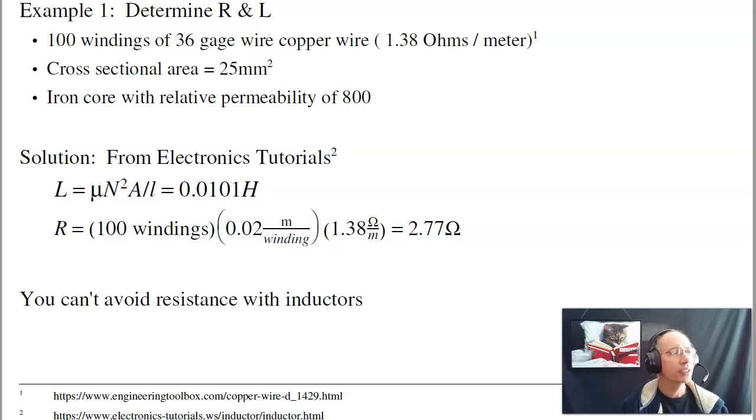The resistance, however, it takes 2 meters of wire to produce that inductor. At 1.38 ohms per meter, you've got 2.77 ohms. So you simply can't avoid resistance with inductors. If I make the windings thicker, I have less resistance, but then it's a much heavier, much larger inductor.